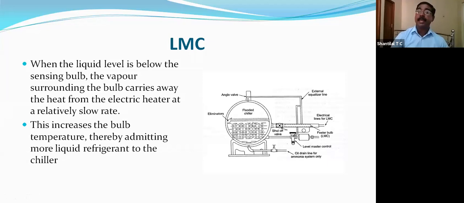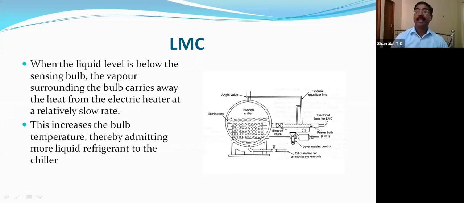Now what happened? The level is decreased. When the refrigerant level is decreased, what happened? The heater is heating. At that time, the refrigerant cannot carry the heat. At that time, this bulb also heats more. When heating more, this valve will open more and more liquid refrigerant flows to the chiller. So the aim is that when the liquid level decreases, heating of the heater will be more. By that, valve opening will be more and more liquid refrigerant flows into the chiller.